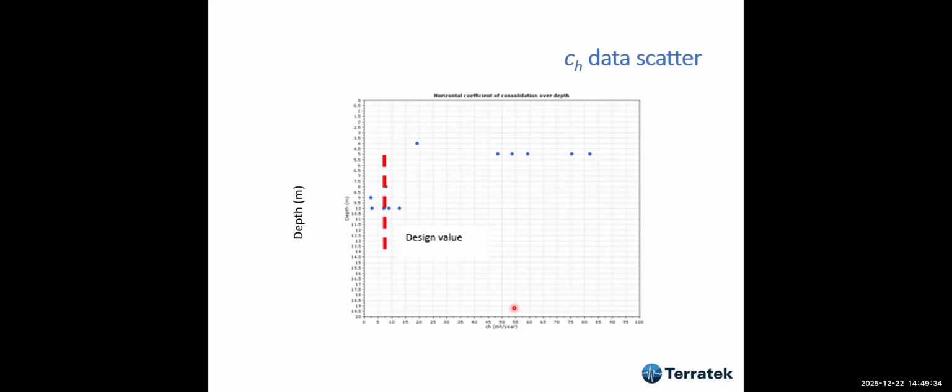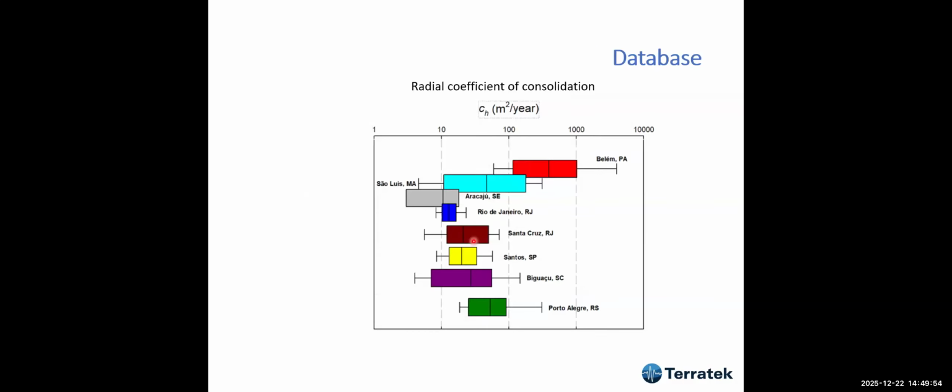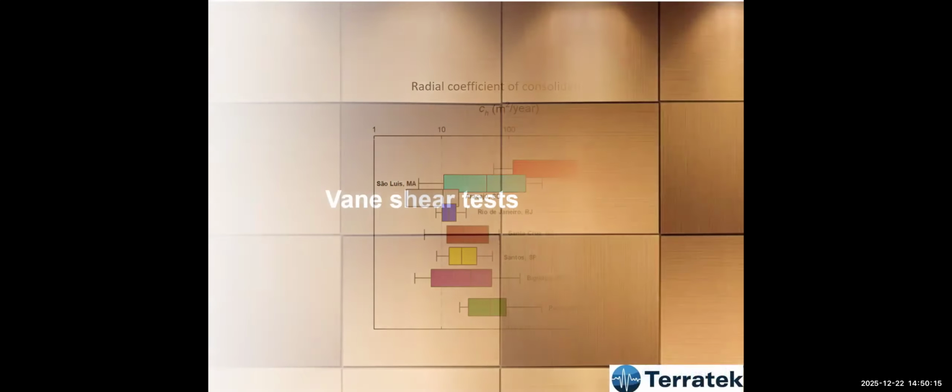I'll give you an example. We had a lot of scatter here, and then for this depth we had these values, in square meter per year, about 8 or 10, and then I decided, for instance, to use that design value. And then we have a database which we have been putting together for a number of years from many projects in South America, in which we have an idea of what the values could be. And so we always calibrate the value that we get through this database.